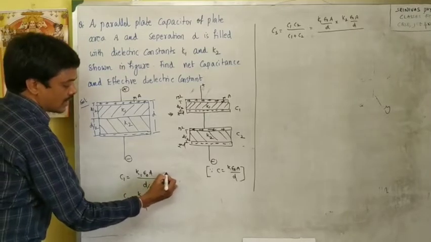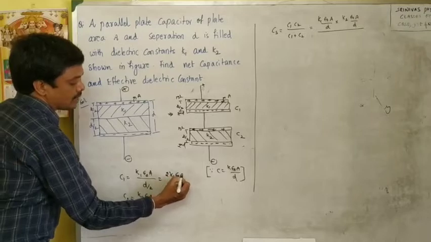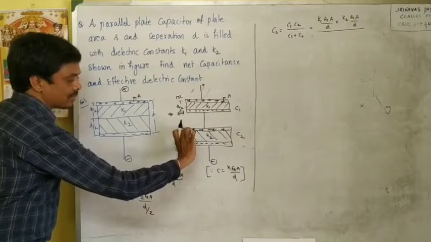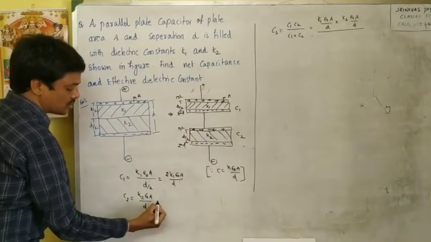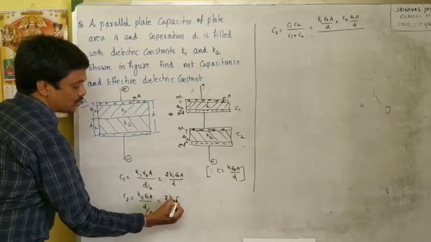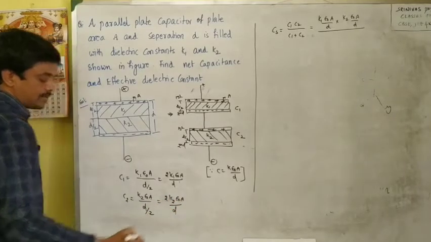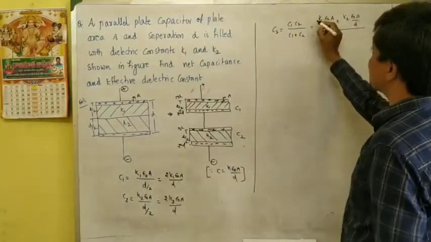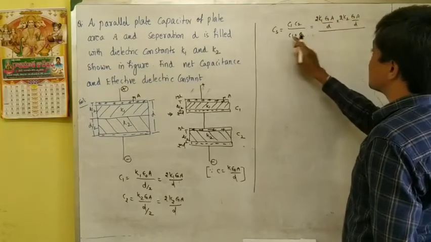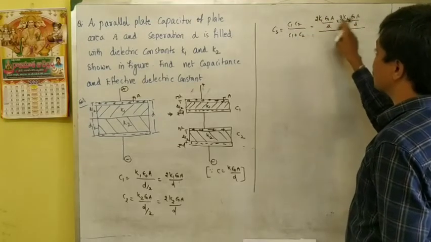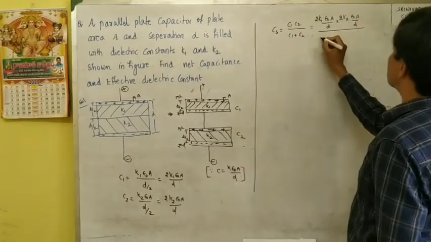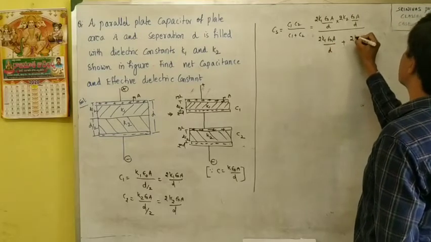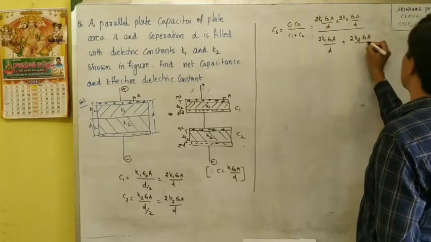Then this will become 2K1 epsilon naught A by D. And here the same thing. The second capacitor's plate separation is also D by 2. That's where we will again get 2K2 epsilon naught A by D. Now let us substitute these two formulas in the equation, and then we will get C1 C2 by C1 plus C2. The C1 formula is this one, C2 is this one. And C1 plus C2 is 2K1 epsilon naught A by D plus 2K2 epsilon naught A by D.